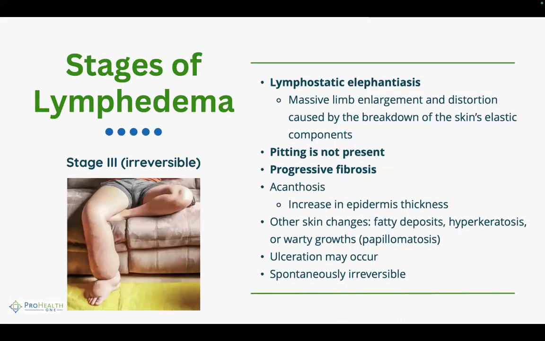Then lastly is stage 3, that fourth stage of lymphedema, where you have more pronounced physical findings. You get that massive limb distortion, which we call lymphostatic elephantiasis. Pitting edema is not really present at this point, but that fibrosis has really progressed. You get increased skin thickness, and a lot of other skin changes that really are concerning to patients at this point. This is usually also the point where you start to see more ulceration happening.